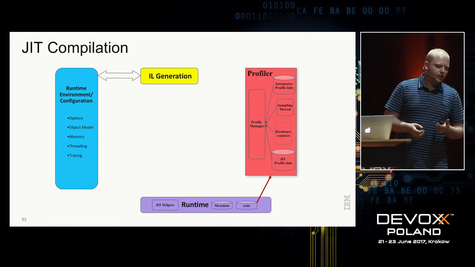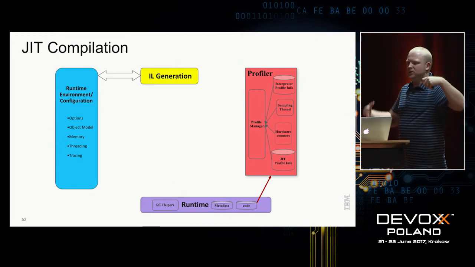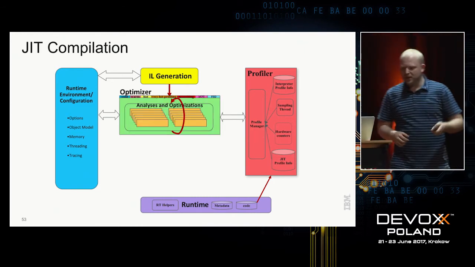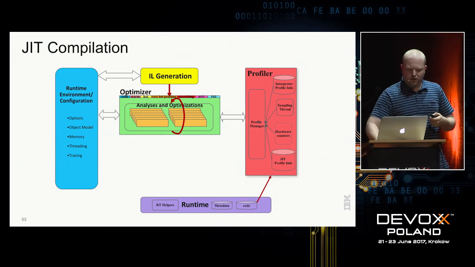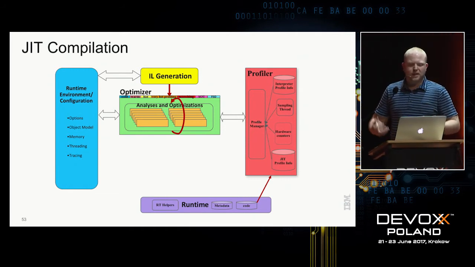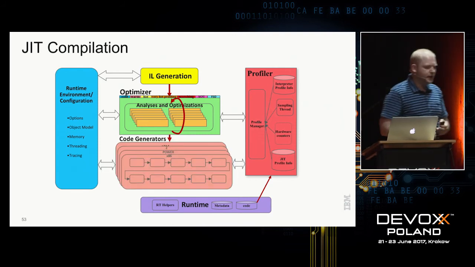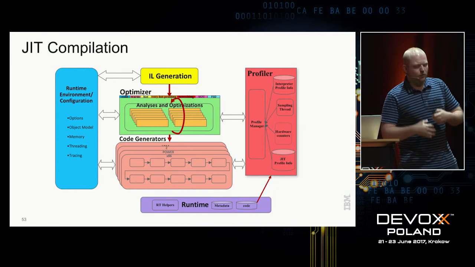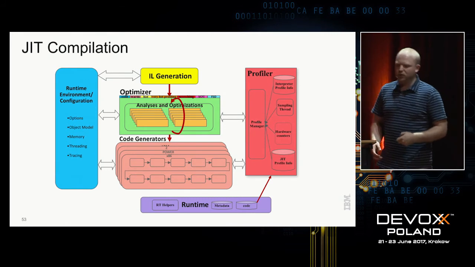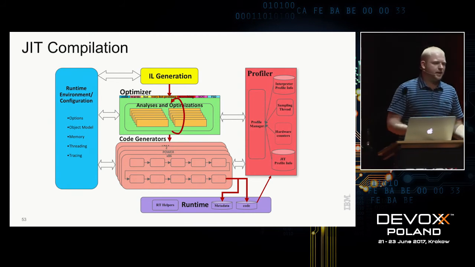Then there's the IL generator that, well, generates IL. So it takes the bytecodes and turns them into an intermediate language that we can then feed to the optimizer. And the optimizer will optimize based on information it gets from the runtime environment and the profiler, and based on that, decide what code to optimize and how much to optimize it. It will then hand that optimized code over to the code generator, which is platform specific, so it will generate machine code for the platform you are on, and then hand that code back to the runtime for execution, along with some metadata.